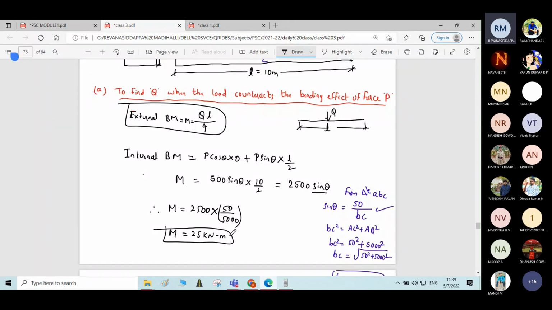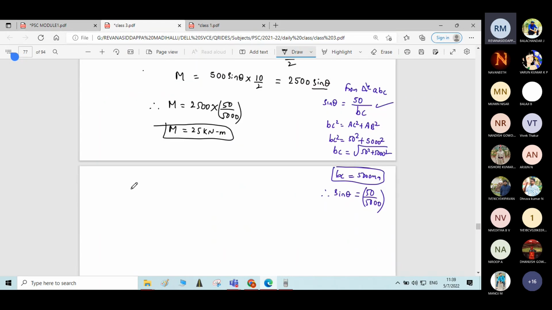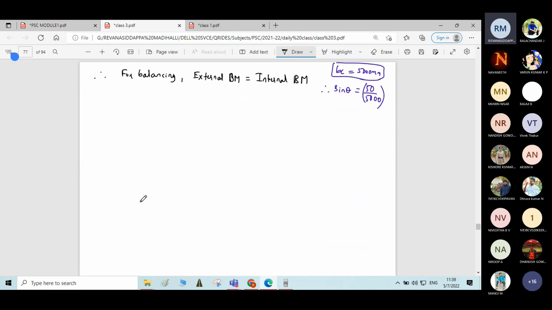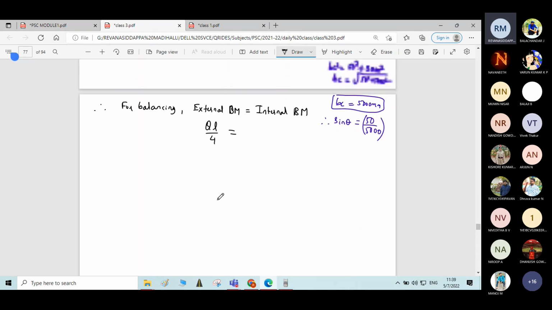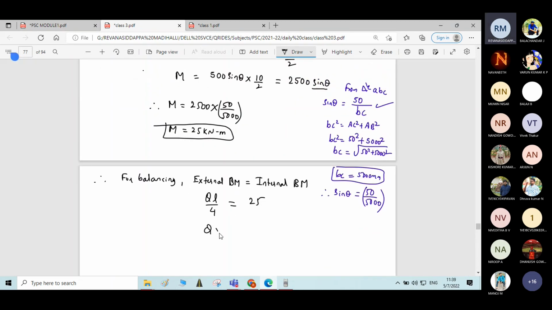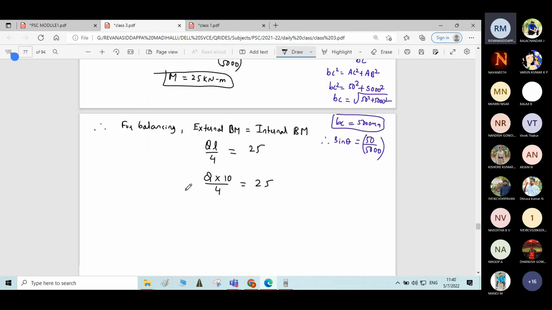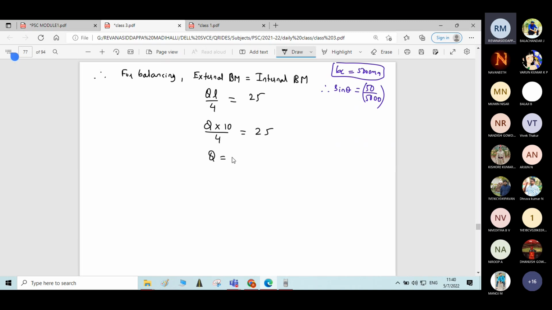Now you can equate both the internal moment and the external moment to get the value of Q, to counterbalance the moment due to the prestressing force. For balancing, the external bending moment should be equal to the internal bending moment. The external bending moment is QL by 4, which is equal to the internal bending moment, 25 kilonewton meter. So Q into length 10 meter divided by 4 is equal to 25. By this we can solve for Q. If we solve for Q, it will be 10 kilonewton.